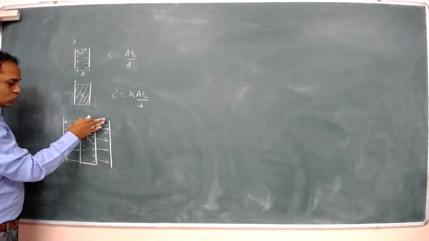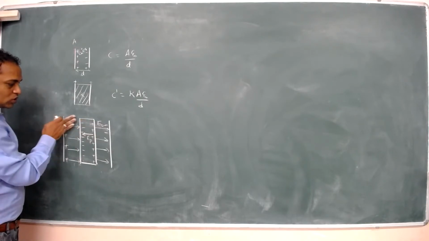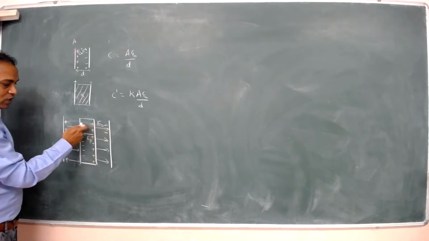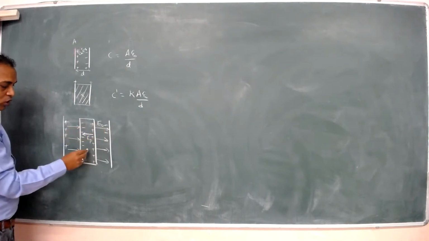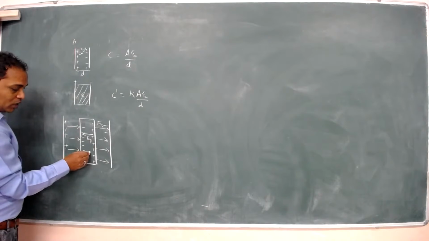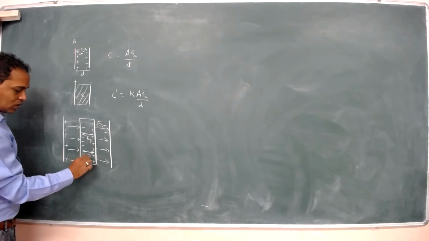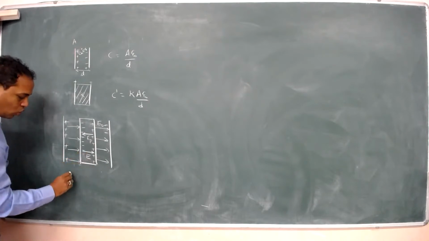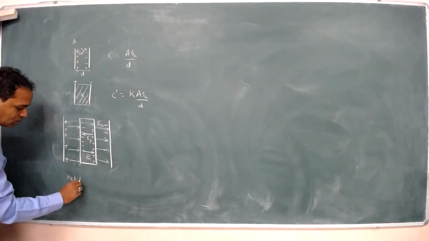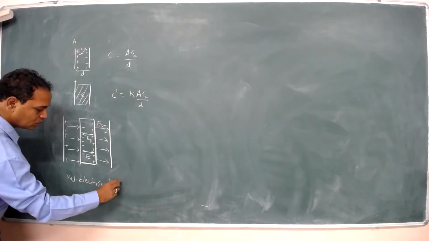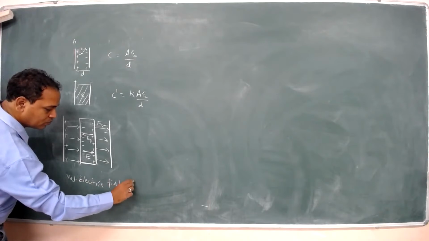This one is the outside electric field. So the outside electric field is in this direction. The polarized electric field is in this direction. Therefore, the net electric field will be in this direction. Say that is E. E is nothing but what is called the net electric field. That is, the net electric field is given by E.